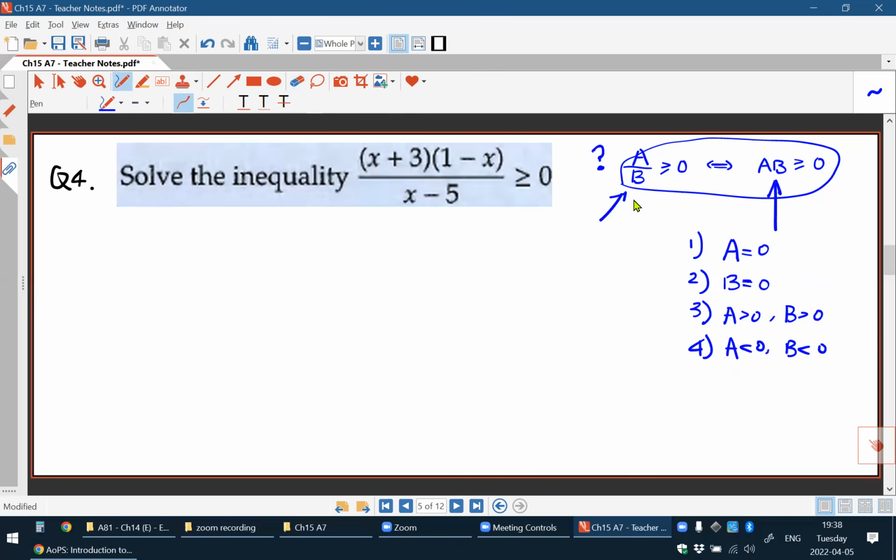So how about the expression on the left? A over B is greater than or equal to 0. What does this indicate? So first of all, A can be 0, right? And at the same time, B cannot be 0, right? Because B is the denominator. So this is the first case. Second case, both A and B are greater than 0. Third case, both of them are less than 0, right?